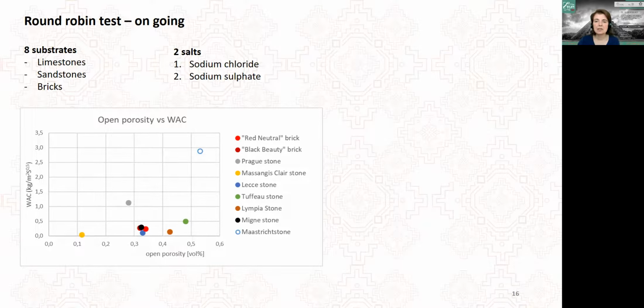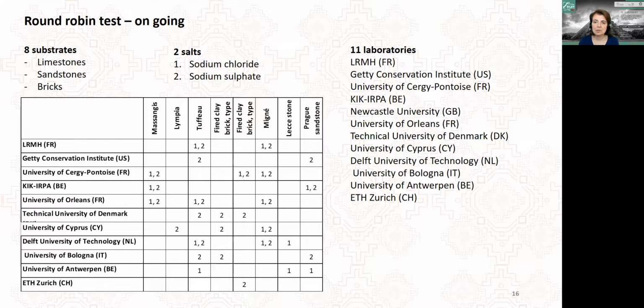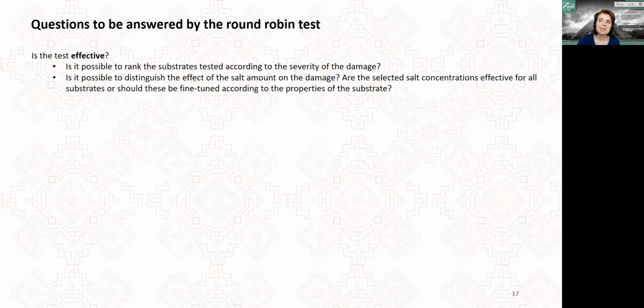And regarding the laboratories, there are 11 laboratories who are working at the moment, testing different substrates and testing the procedure. And in a few weeks, we will have a meeting in which we will evaluate the test. So we will evaluate if the test is effective for all the substrates. We know that it's effective for these 2 limestones, Migné and Maastricht, but we wanted to know if it's effective for a different range of substrates.